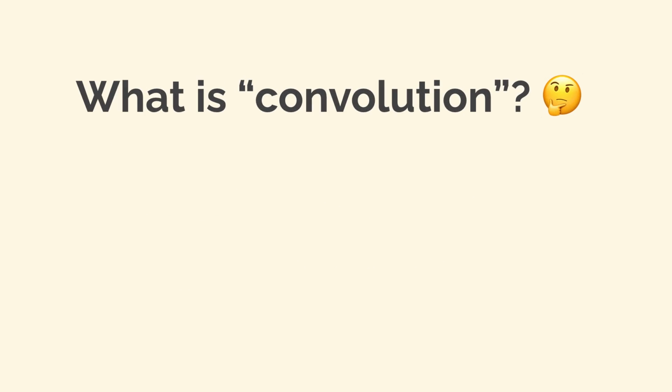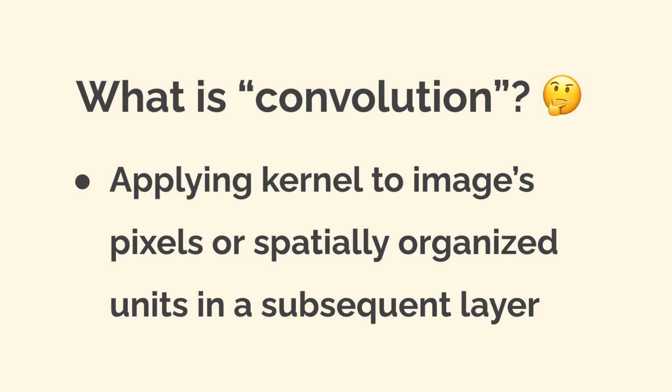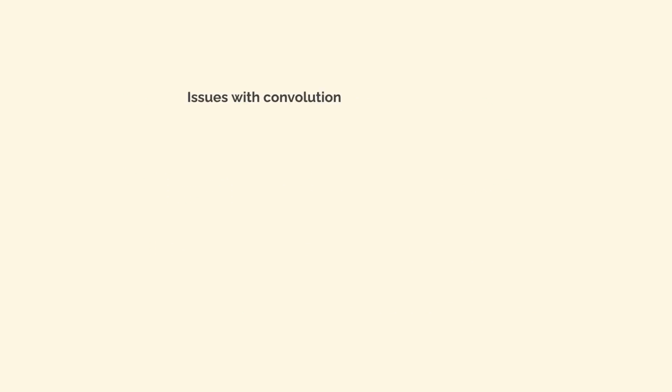Now let's talk about what is the convolution part of the convolutional neural network. Well, it does refer to that convolutional layer, which itself is when you apply a kernel to an image's pixels or to the spatially organized units in a subsequent layer. So the convolution part of the name of the network is referring to that feature reduction and that reducing of data that's required to represent an image.